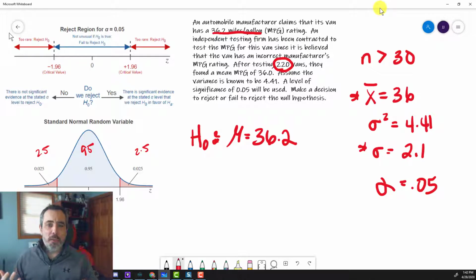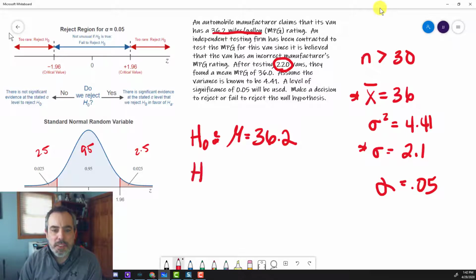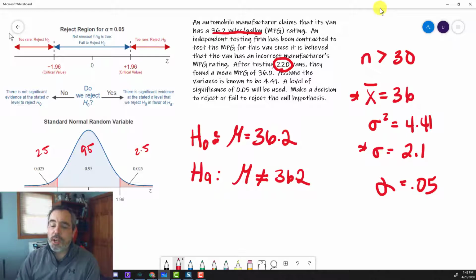And I know this one to be a two-tailed test because they have said they just believe that it is incorrect. They didn't say we believe it's higher or we believe it's lower. We're just saying we think it's incorrect. So our alternative hypothesis is that the mean is not 36.2. All right, so now what do we do with all of this? The first step is going to be to create a test statistic.